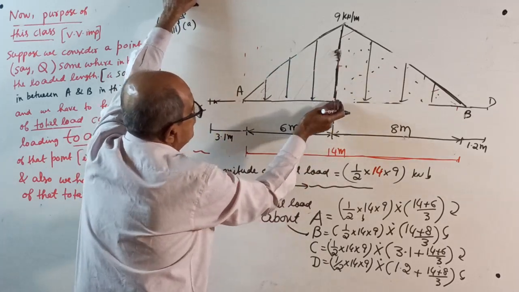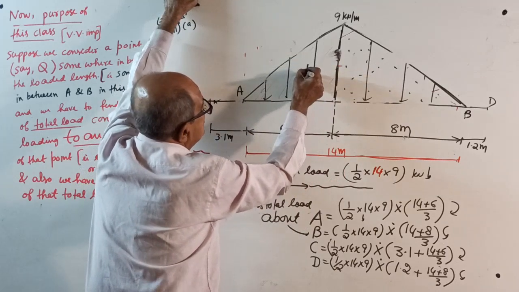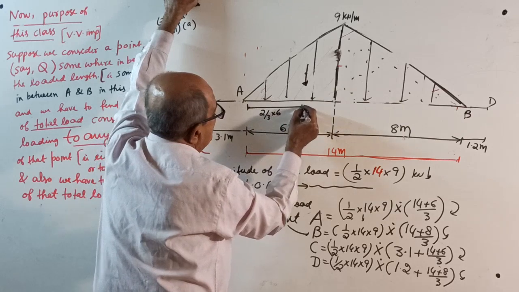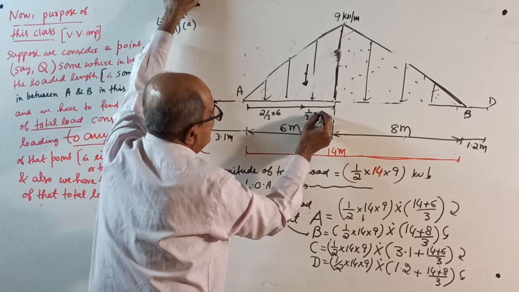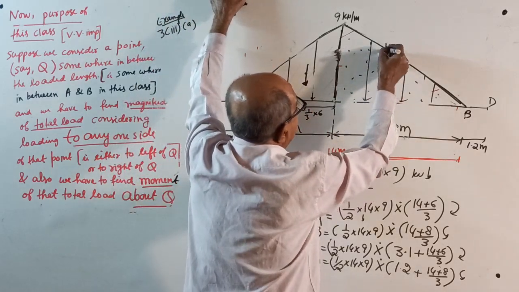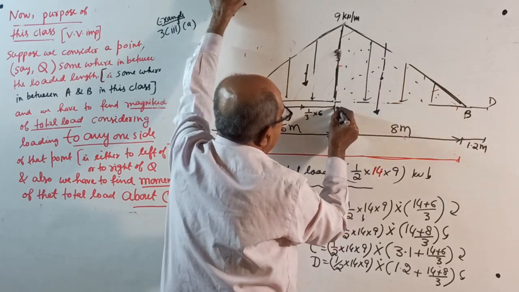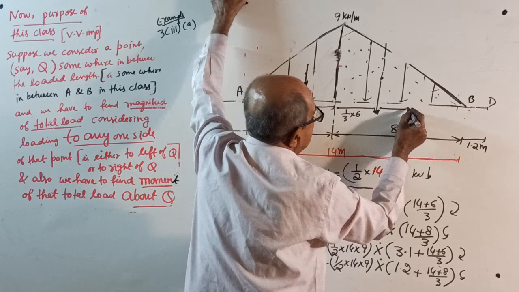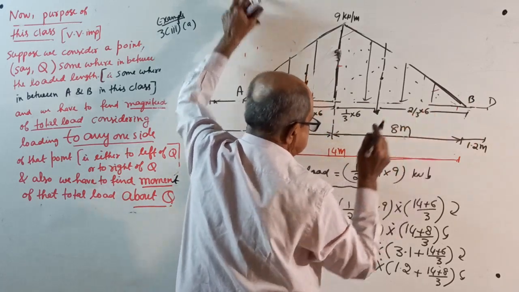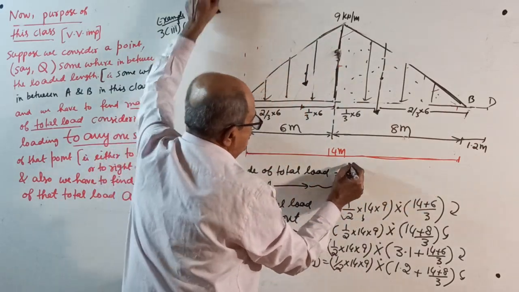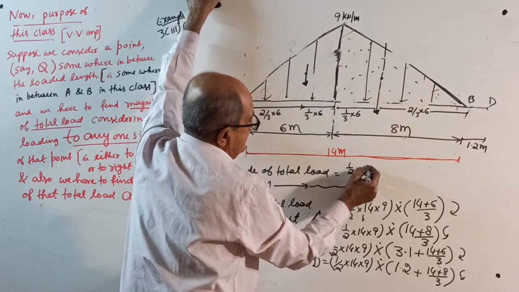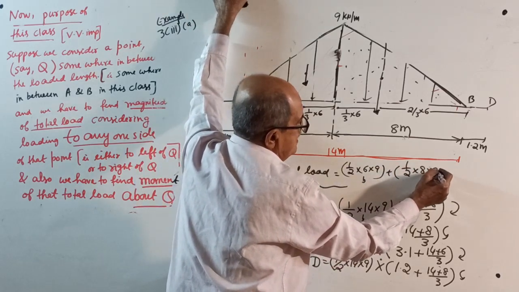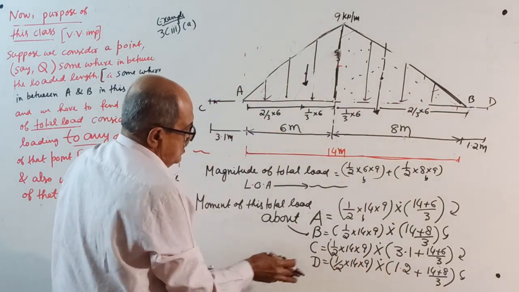Okay, now, for this side load, line of action is here, total load. This will be from here 2 by 3 of 6, from here 1 by 3 of 6. For this one, resultant load will be somewhere here. From here, it will be 1 by 3 of 6. From here, it will be 2 by 3 of 6. You make this note. Now write. Magnitude of the total load equal to half into 6 into 9, that is a downward load, plus one more load, half into 8 into 9, downward. Get the answer.